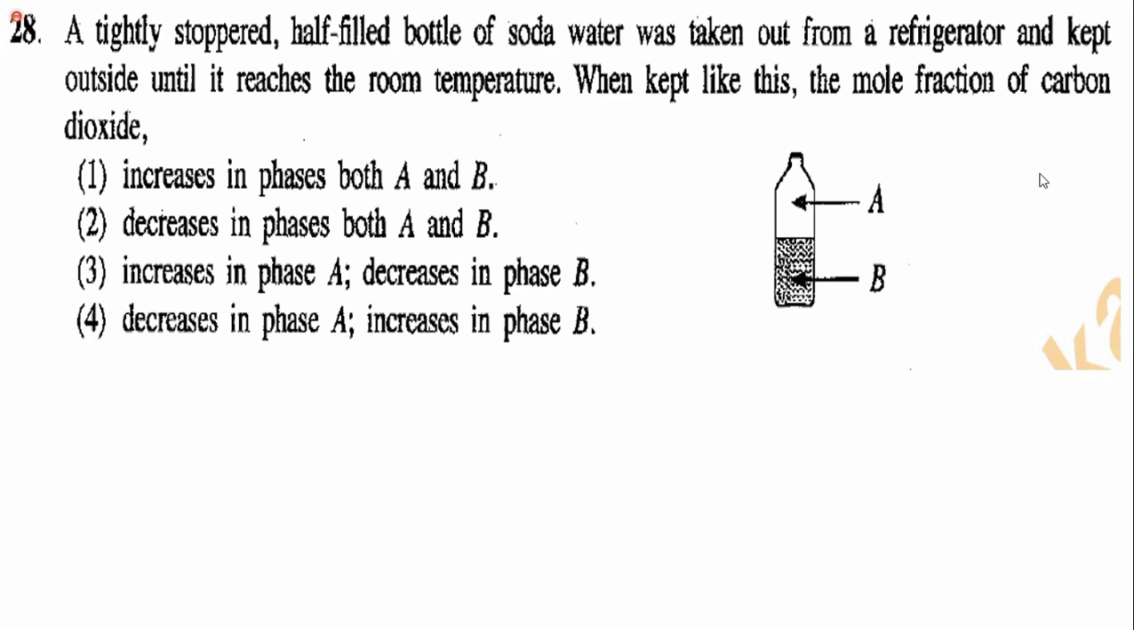When kept like this, the mole fraction of carbon dioxide decreases in the soda part of the bottle. Above it, in the gap at the top of the bottle, there is carbon dioxide gas. Does the mole fraction increase in both phase A and phase B? Or decrease in both phases?